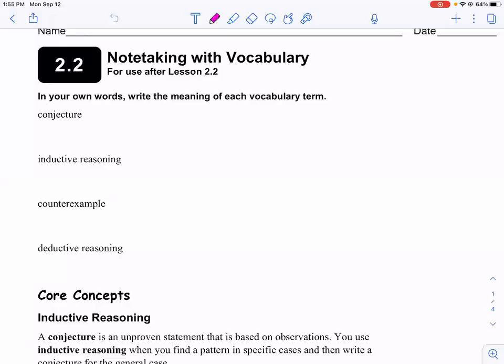Here we go. Conjecture. Can anybody raise their hand and tell me what a conjecture is? Oh, so we're totally in math, so I really don't care about English grammar stuff. Okay, Jake Jensen.